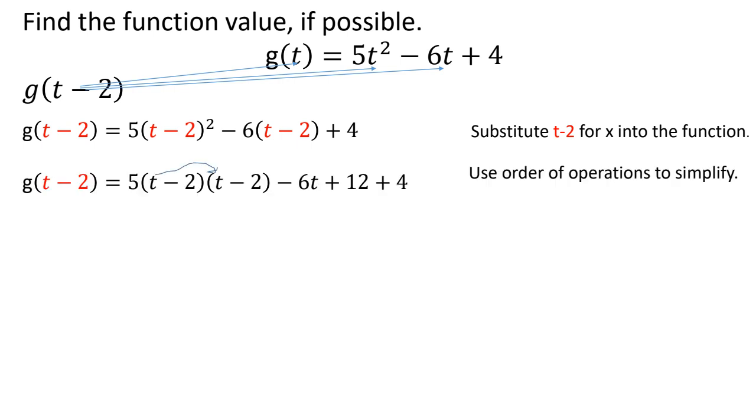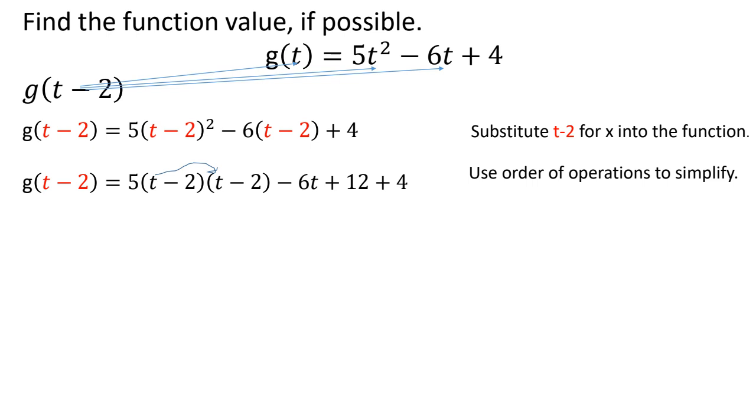This t minus 2 squared means that I have two of these guys. I have t minus 2 times t minus 2. In order to simplify this part, I'm going to do FOIL. Okay, but before I do that, let me go ahead and simplify the remaining part. This negative 6 needs to be distributed to the t and to the negative 2. So the negative 6 times t is where I get this negative 6t. A negative with a negative is a positive, and 6 times 2 is 12. Okay, so then we have the plus 4.